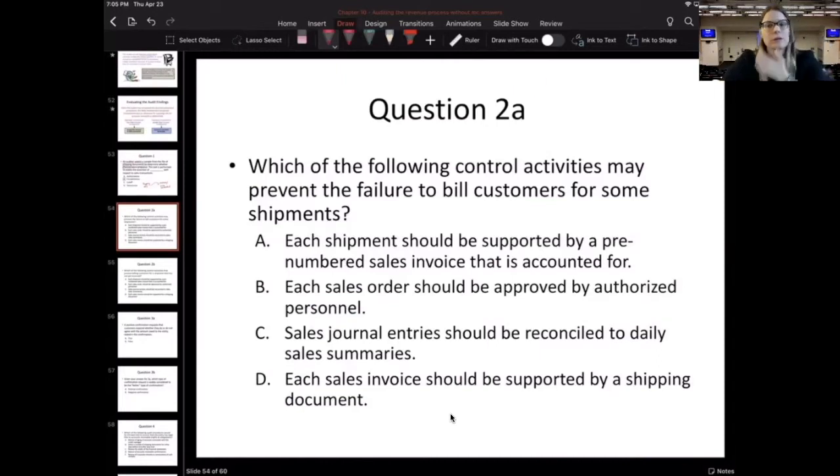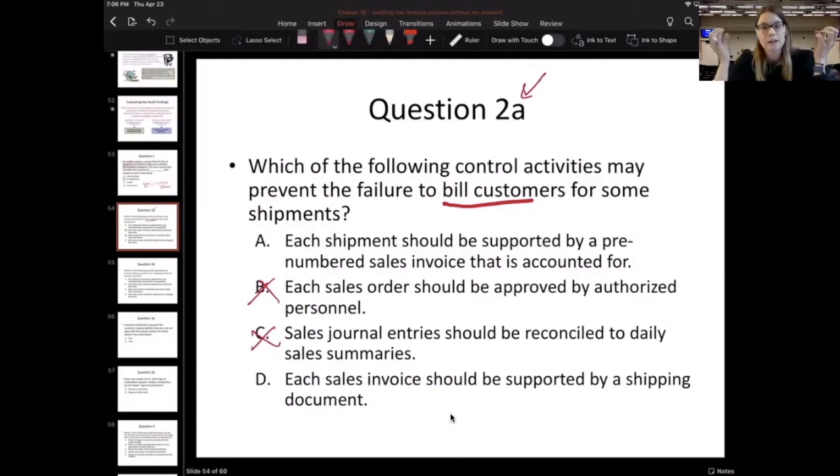Okay, 2A and 2B are obviously just a flip-flop of one another, which I'm sure you saw when you were going through. Which of the following control activities may prevent the failure to bill customers for some shipments? So most of you, I'm sure, immediately got rid of B and C because you know I need some kind of control that compares billings, aka invoices, to shipments, aka shipping docs. So I need billings, shipments. A does that and D does that. B and C don't do that. So I can eliminate them pretty quickly.